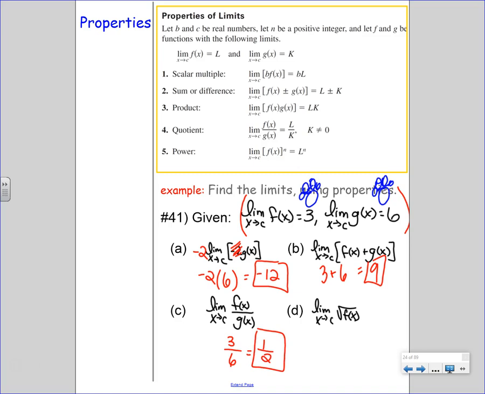And if you've gotten to the power property yet, couldn't this be rewritten as f of x to the 1/2, which is a power? What can I do to powers? Raise the limit to that power. So what can I do with this guy? Square root the, who's f? 3. So maybe it takes some time to write the properties, but maybe the problems are actually really simple.